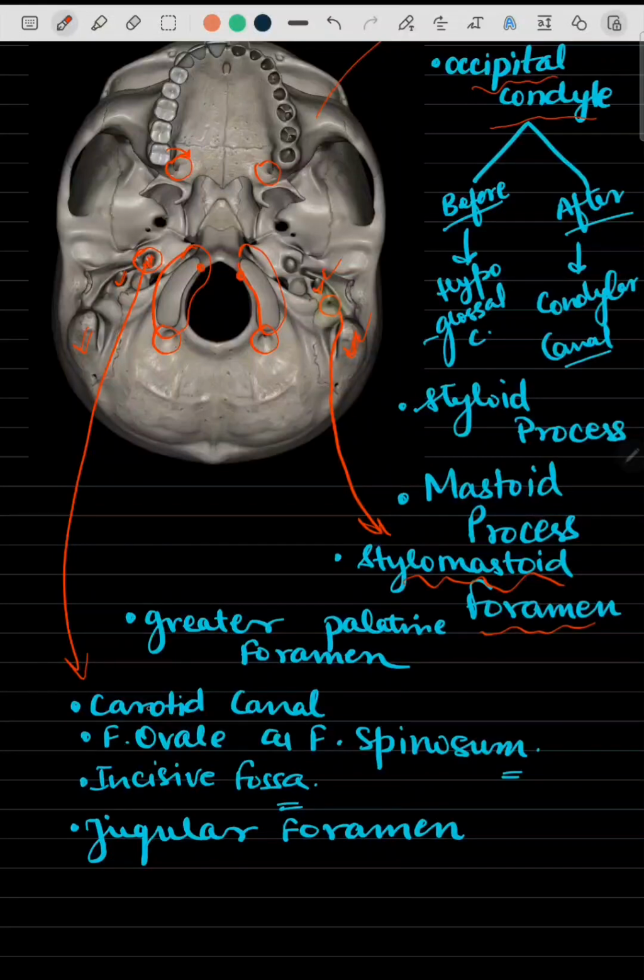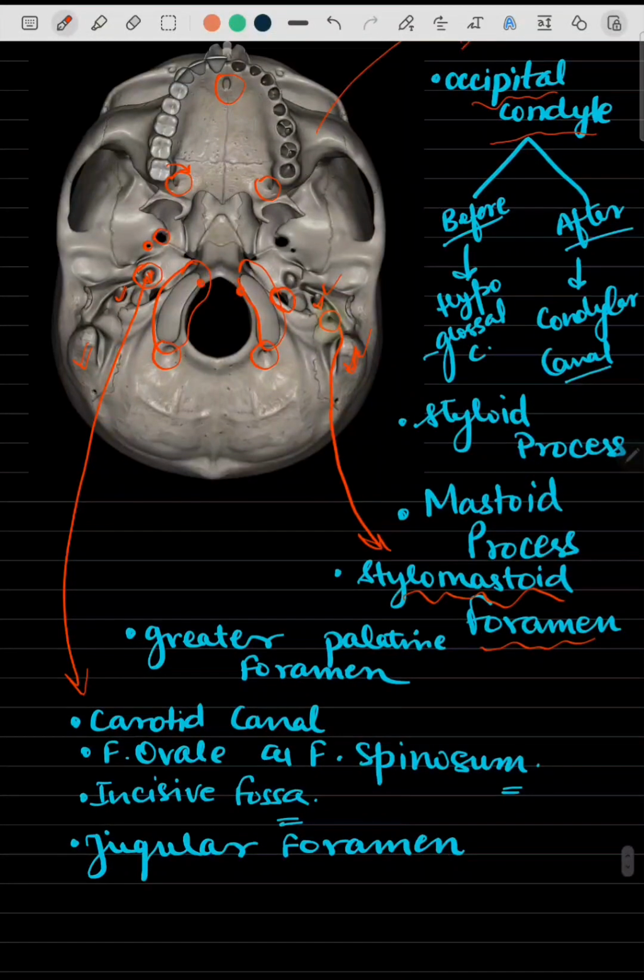Okay, just before the carotid canal, again here also you can see this is ovale and spinosum, which we had also seen from the superior aspect. Then this is the incisive fossa, which is here, and lastly you have the jugular foramen. This is your jugular foramen.